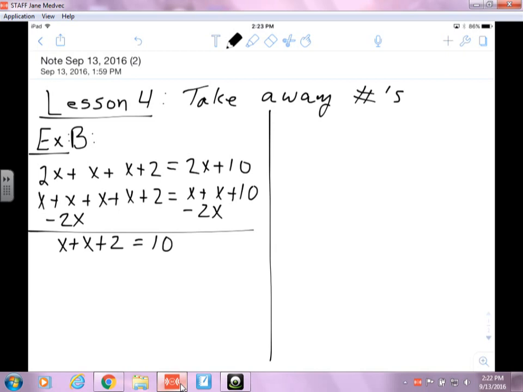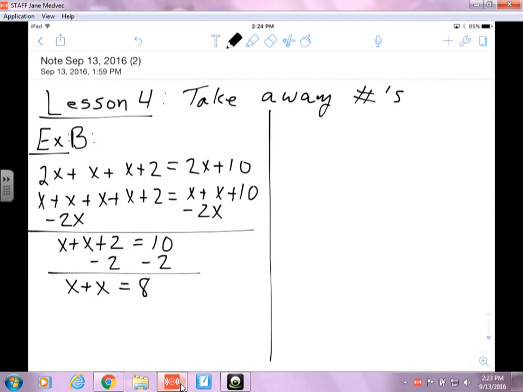Okay? So far I'm doing the same thing that I did yesterday. What's new today is now I can take away the numbers. So if I take a look on the left and right side, how much can I take away? Yes, I can take away 2. I can't take 3 because on the left-hand side, you'll notice the biggest cube or the biggest number is 2. So I'm going to take away 2, and it'd be x plus x equals 8.